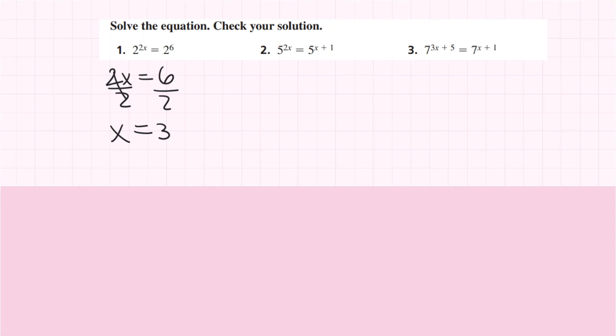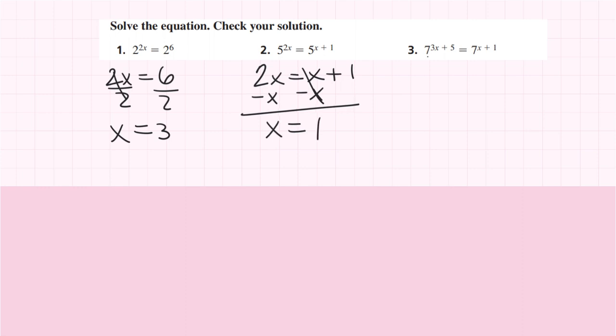Number 2, our base is still the same, which is 5. So equate our exponents. 2x equals x plus 1. Combine our like terms by subtracting our x. So I'm left with x equals 1.